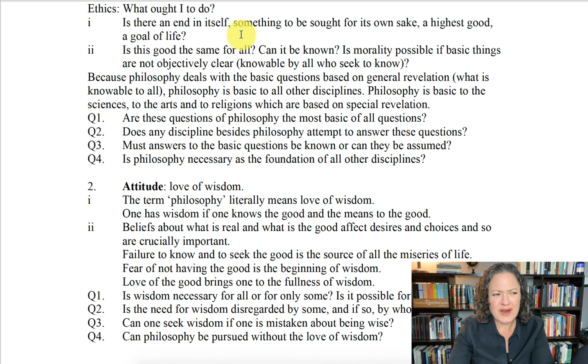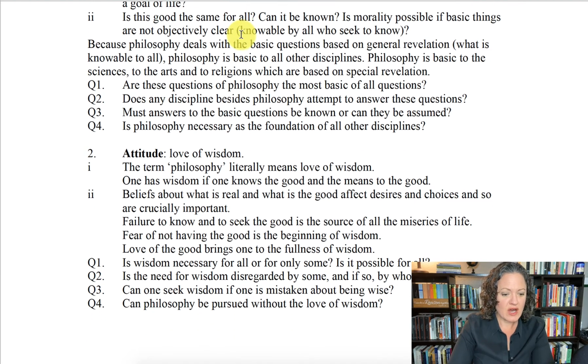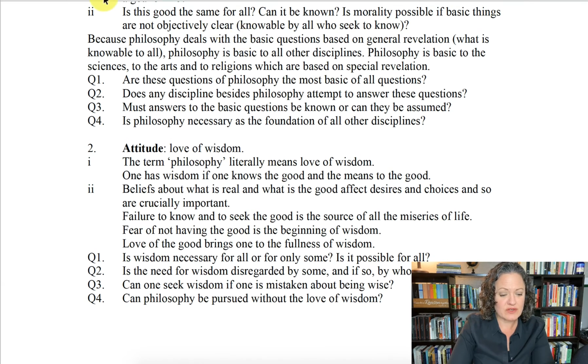So are ethical categories by nature universal? That's something that we rebel against now. We don't want to say that there are moral absolutes. So that leads us to the next question here. Is the good the same for all? Is the good for you the same as the good for me? I'm going to say it is, and you can argue with me about it.